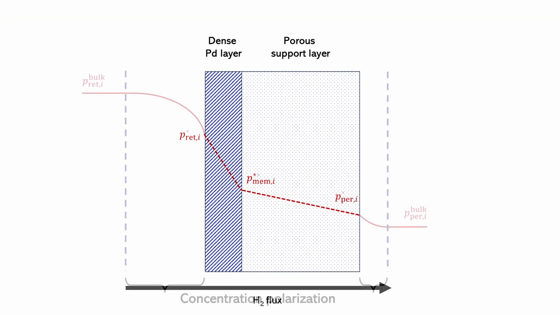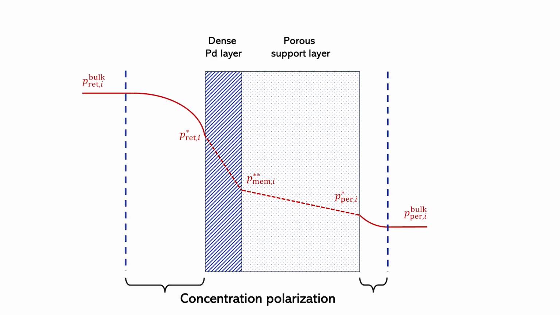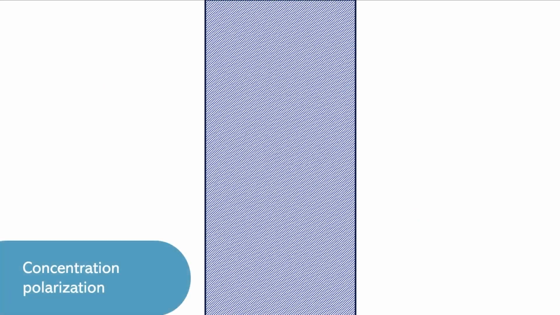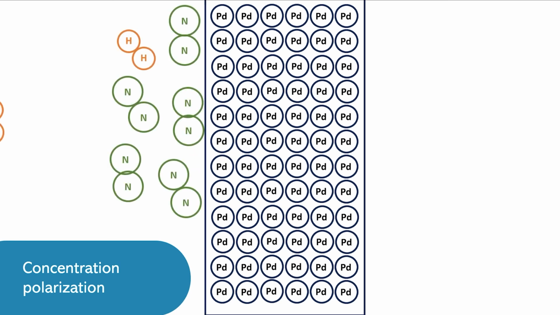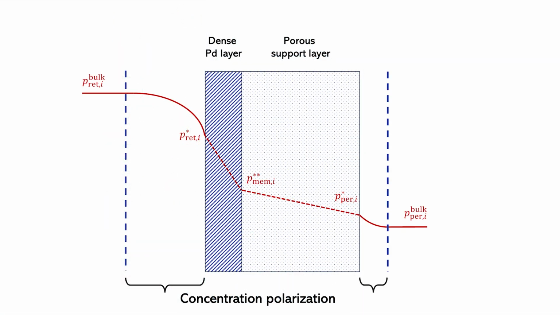Permeating species can experience an additional resistance at the external surface of the membrane. This resistance is referred to as concentration polarization. As hydrogen permeates through the membrane, it is depleted near the surface on the retentate side. In the presence of mixtures, this leads to an accumulation of the non-permeable species, resulting in an additional resistance for the hydrogen to reach the surface. Consequently, the concentration of hydrogen near the surface is reduced. This mass transport phenomenon is therefore referred to as concentration polarization.